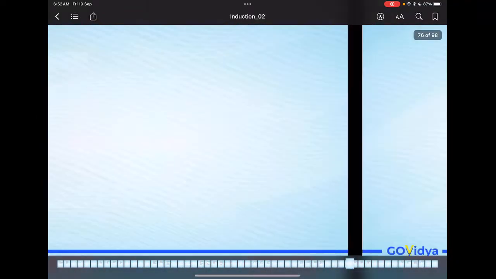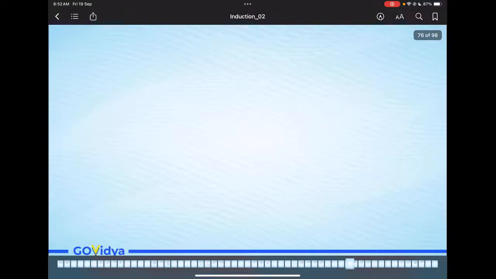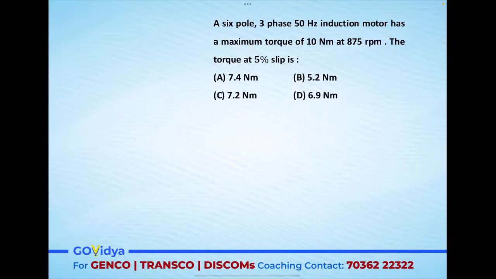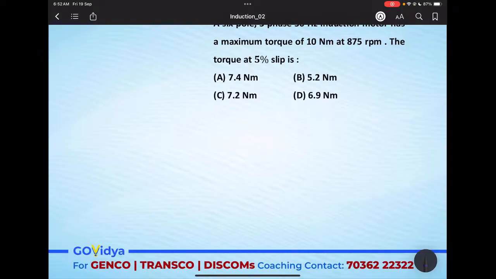Okay, let's move on to the next question. The question is given as: a 6-pole 3-phase 50 Hz induction motor has a maximum torque of 10 Newton meter at 875 rpm. The torque at 5% slip is what they are asking. Actually, the question is not visible to us.